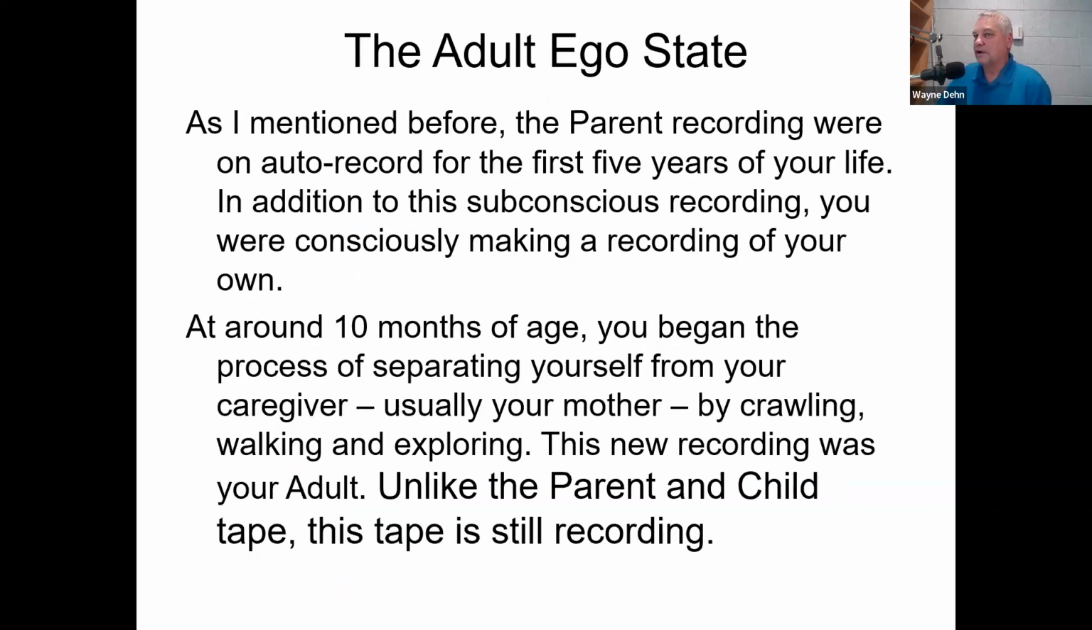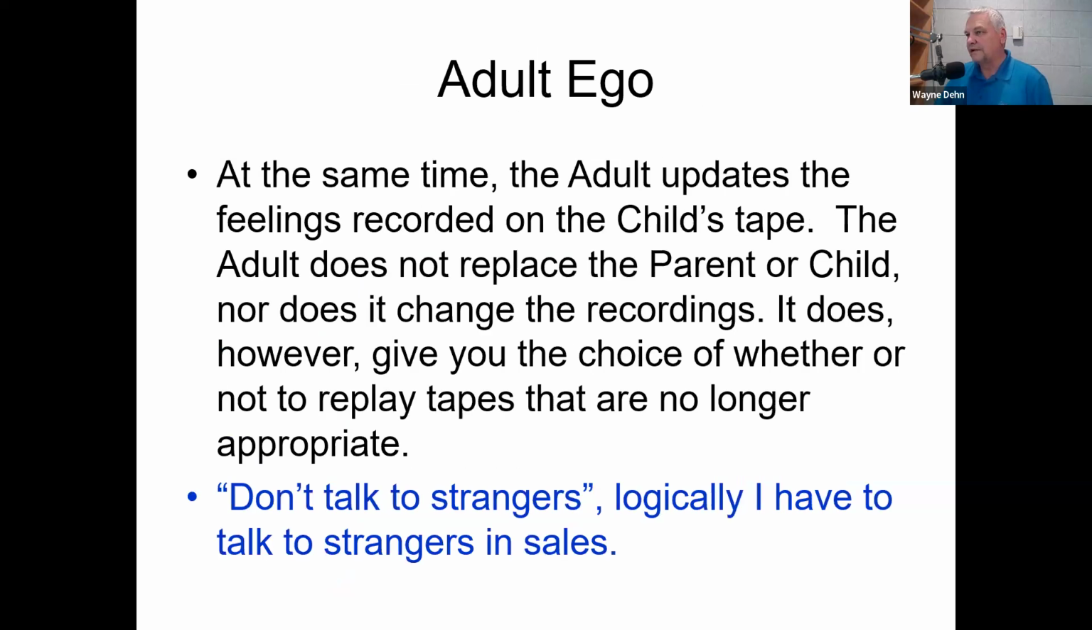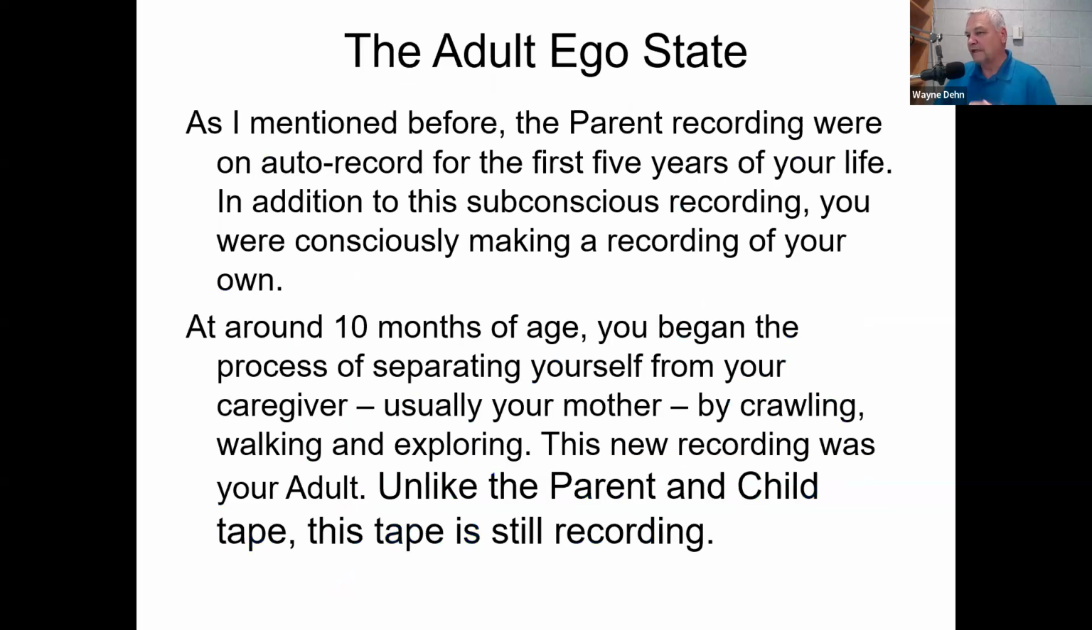All right. So that parent recording is, again, of something that happened to us between the first 5 to 6 years of our life. But if you think about it, around 10 months of age, you began to separate yourself from your caregiver, your mother, by crawling or walking or exploring. As you crawl away from your mom into the kitchen and reach up and touch the hot stove, you realize logically, I shouldn't do that. I'm going to burn myself. You don't even need your parent to tell you. We start to make sense of the world logically, and this new recording is that adult part of you. But unlike the parent and the child, this tape recording is still going. We're still learning what we consider to be logical or illogical.